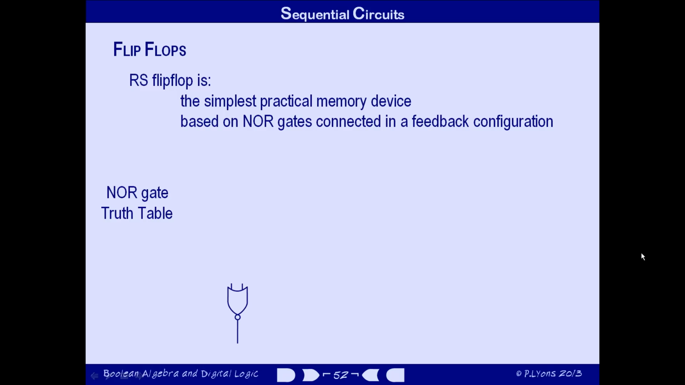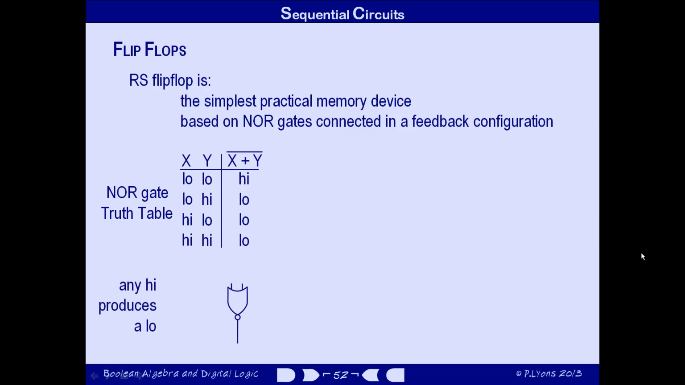To characterize the behavior of a NOR gate, we can draw up a truth table. It's easier to follow if we draw it up in terms of voltages rather than true and false or 0 and 1. Like any OR gate, the NOR gate distinguishes between the input combinations with two low inputs, which in this device produce a high output, and all other input combinations, which in this device produce low outputs. To remind us of this behavior, I've written a little mnemonic on the left-hand side of the screen. Any highs produce a low.